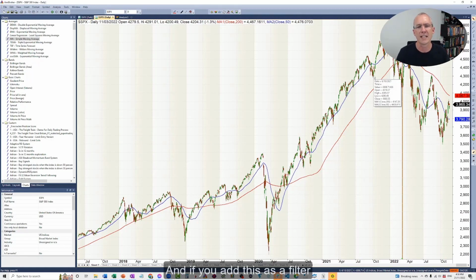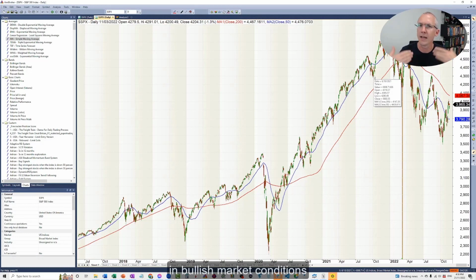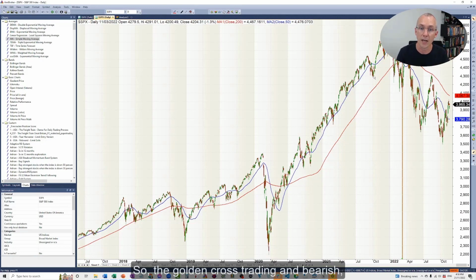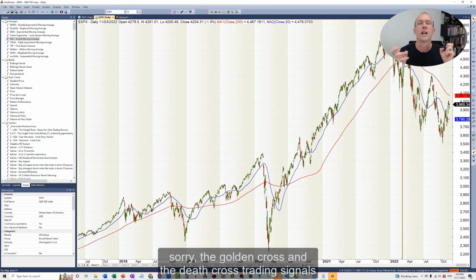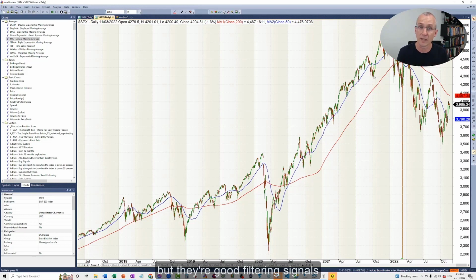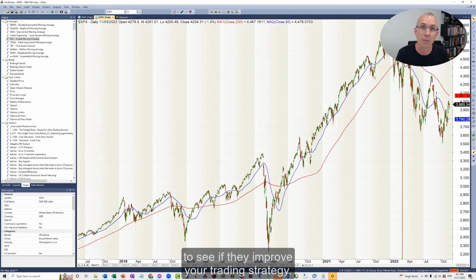And if you add this as a filter overlaying your swing trading strategy or your trend trading strategy, then it can really help tilt the odds in your favor, because it's going to keep you on the long side in bullish market conditions and on the short side in bearish market conditions. So the golden cross and death cross trading signals are not really signals I would use on their own, but they're good filters that you can add to your backtest to see if they improve your trading strategy.